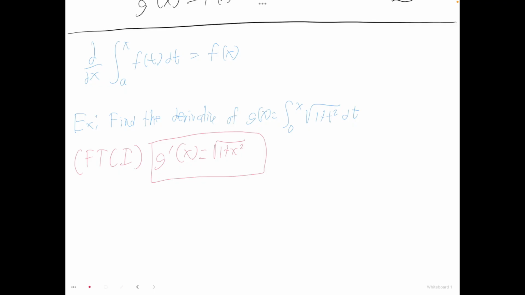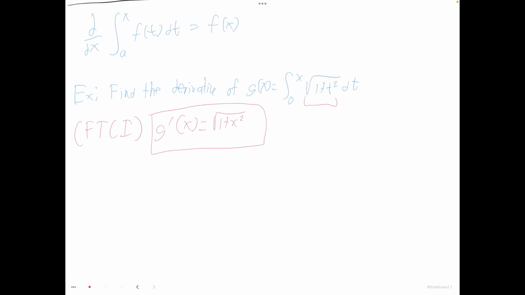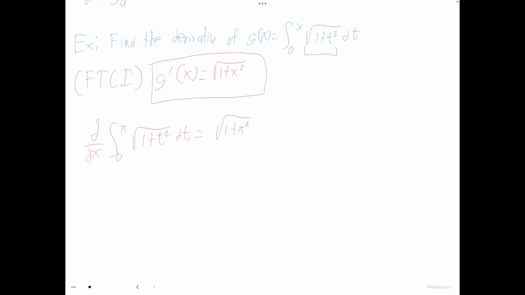It's telling us since f is a continuous function, since this function, square root of 1 plus t squared, is continuous, that the derivative of the integral from 0 to x of the square root of 1 plus t squared is just the square root of 1 plus x squared. Okay, so basically we're saying the derivative of the integral from 0 to x of the square root of 1 plus t squared dt equals the square root of 1 plus x squared. Okay, I'm not going to belabor this point any further. Hopefully this is making sense.